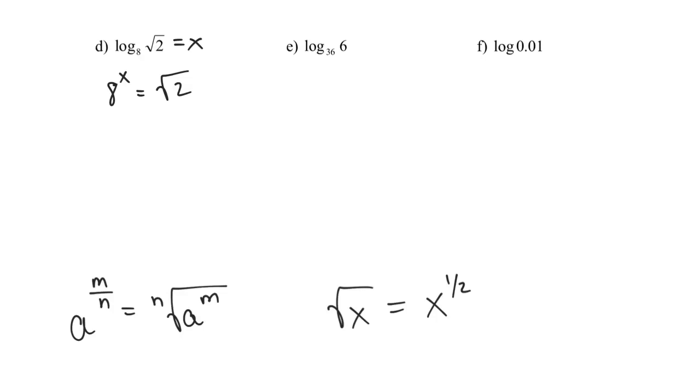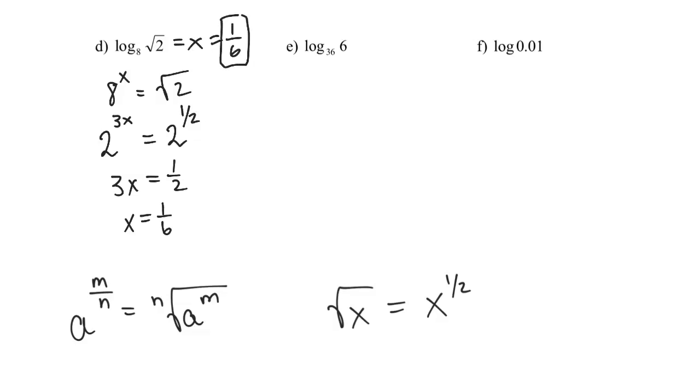And so when I rewrite this in base 2, I know that 8 is 2 to the 3rd power, since 2 times 2 times 2 is equal to 8. And so that part can be rewritten as 2 to the 3x, and that's going to equal 2 to the 1/2 power, because the square root of 2 is the same as 2 to the 1/2. Okay, so that's going to give me 3x is equal to 1/2, and if I divide both sides by 3, that's going to give me x is equal to 1 divided by 6. And so 1 divided by 6 is going to be the answer there.